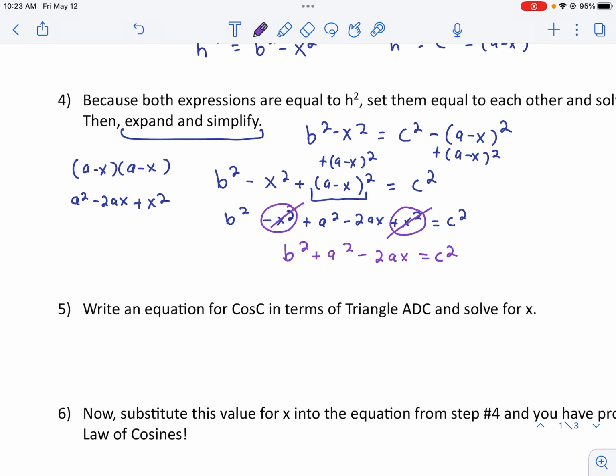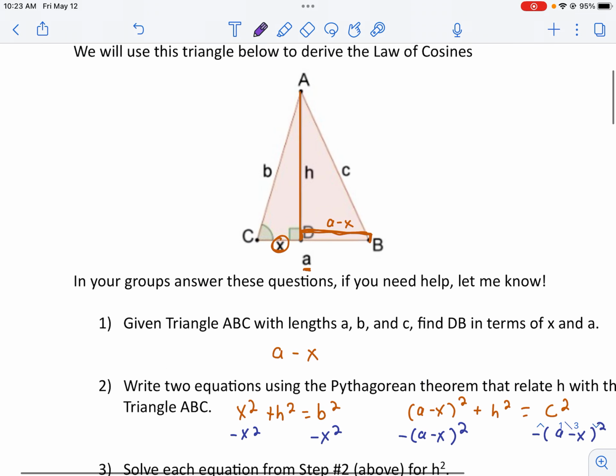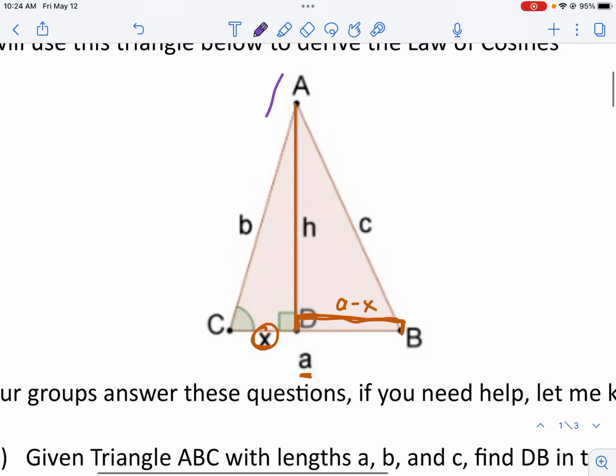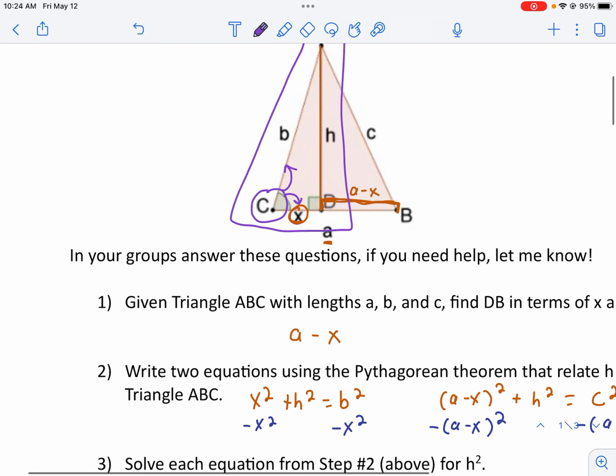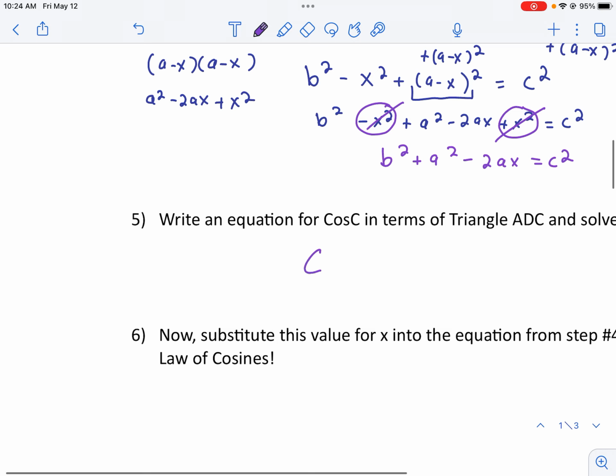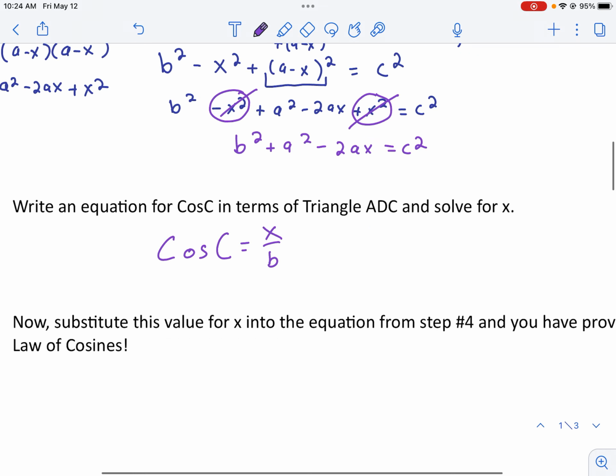So step 5 says write an equation for cosine of c in terms of triangle ADC and then solve for x. So let's look back up at triangle ADC. We can see ADC is this left triangle up here. And we want the cosine of c, so cosine would be adjacent side divided by hypotenuse. So the cosine of c is really x divided by b. So we would say cosine c is equal to x divided by b. And if we solve that for x, we would just multiply b on both sides. So now we have b cosine of c is equal to x.